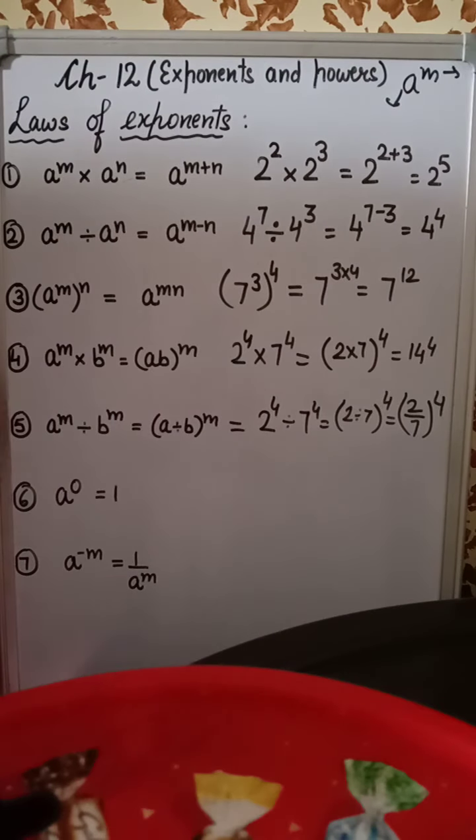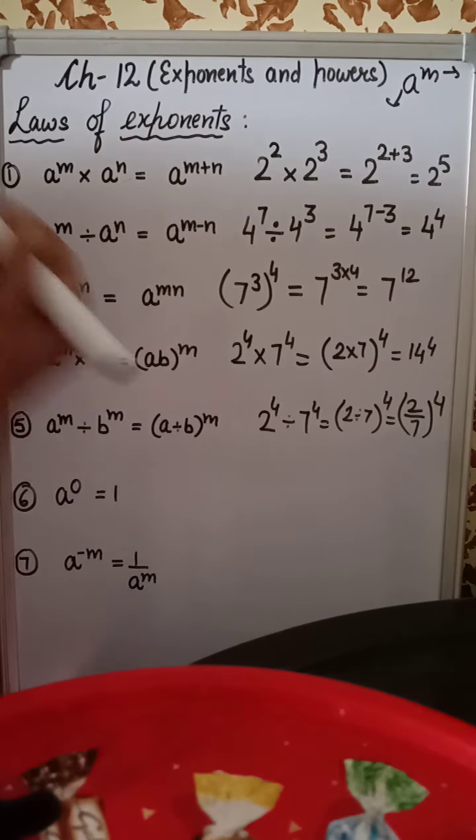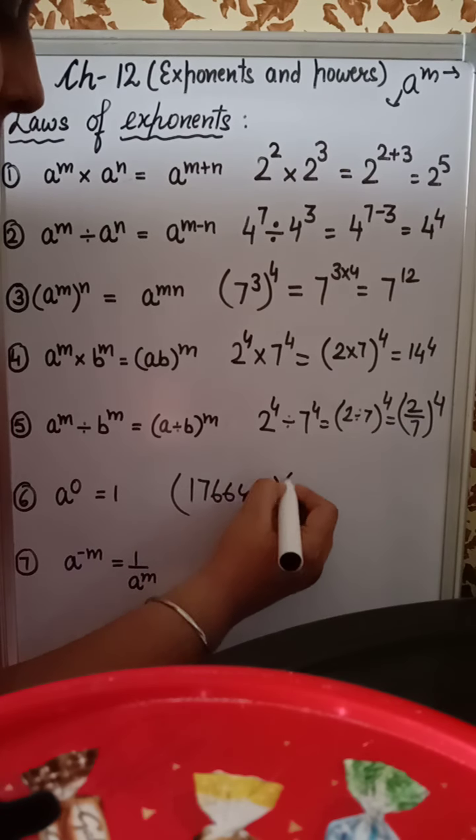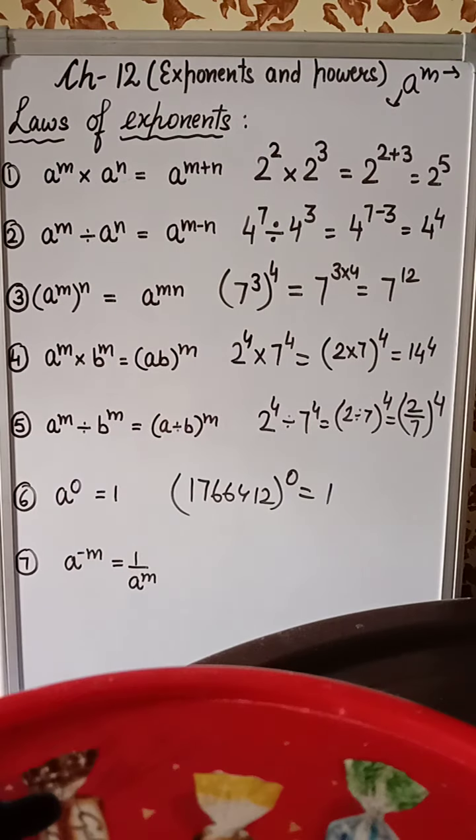Now next is anything raised to power 0 is 1. अगर किसी भी नंबर की पावर 0 हो जाती है तो वो 1 हो जाता है. For that matter वो कोई भी नंबर हो सकता है, 1766412, any number raised to power 0 is 1, right?